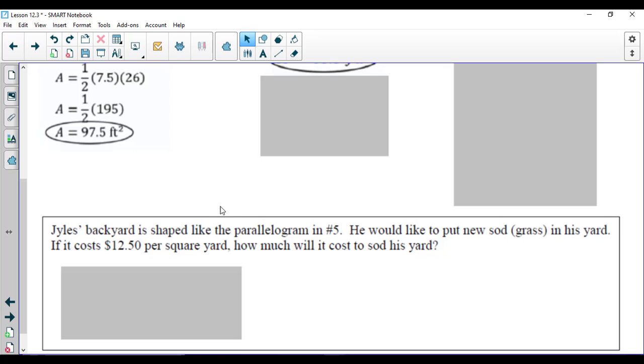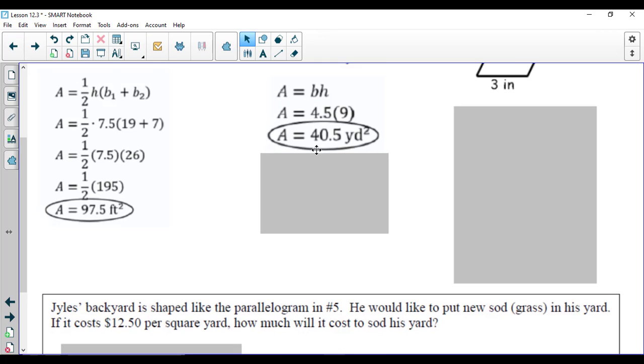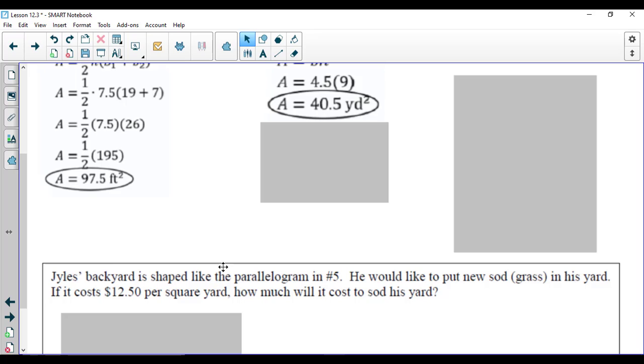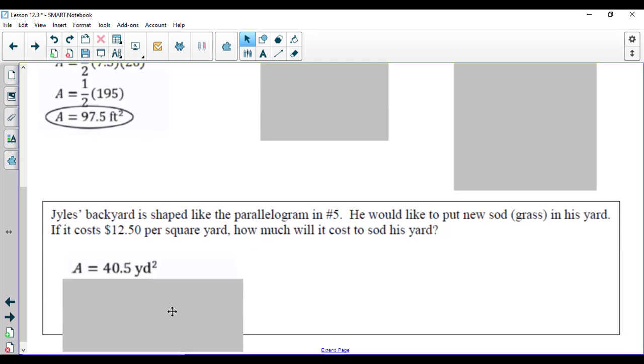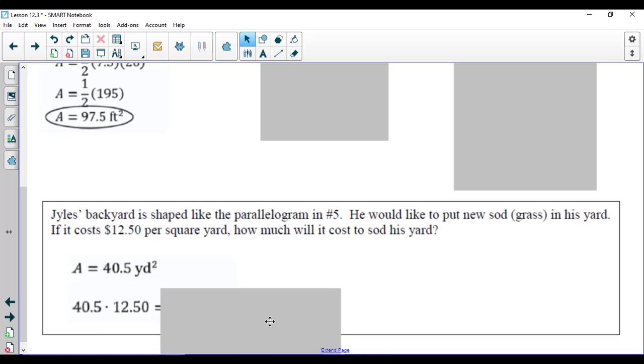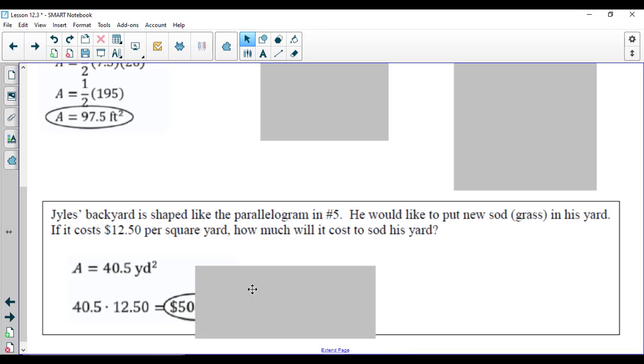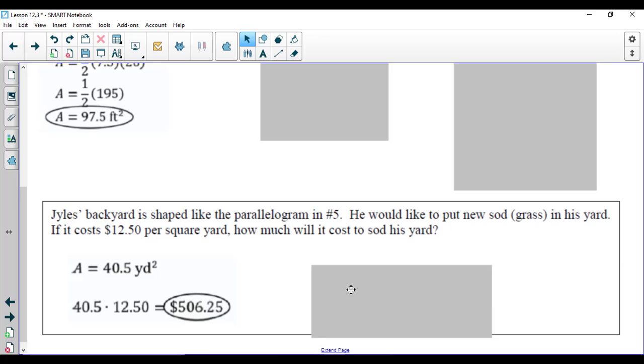So if he wants to put new grass in his yard, we know the area is 40.5 yards squared. We know that it's $12.50 per square yard. So in order to find my solution here, I just need to take 40.5 times 12.5. Take your area times the cost per square yard. That will get us $506.25. It's a pretty standard question, just taking that area and applying it to a word problem.